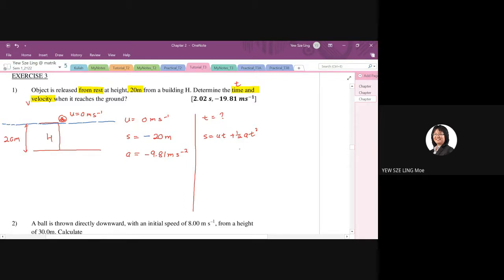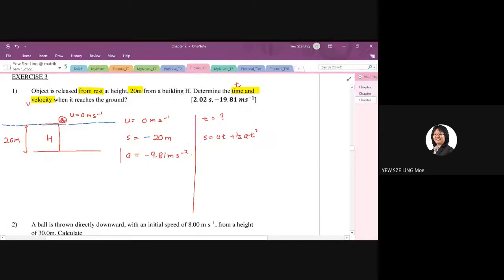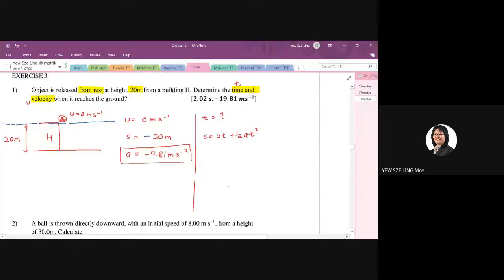If you use negative 1 over 2 gt squared in a horizontal motion, then you are definitely going to get the wrong answer. So to avoid all those careless mistakes, we stick to just one equation, but then when it comes to values, we use a negative value in a vertical motion. So stick to negative 9.81.